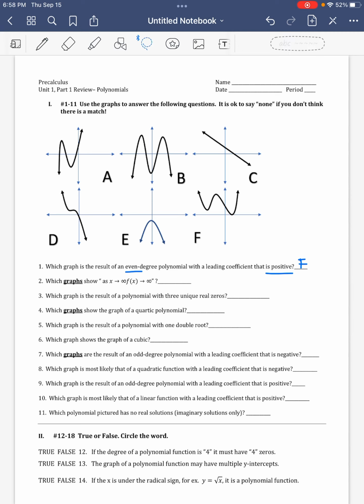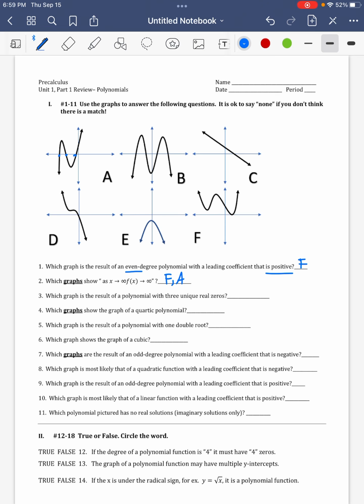Maybe on this one, this part right here. And then also this guy right there. Okay, and that's the only place I see it. So that was letter F as well. F and A. Which graph is a result of a polynomial with 3 unique real zeros? Well, I see that on letter A, 1, 2, 3. No place else do I see 3 unique real zeros. Just 3. I guess I should say only 3.